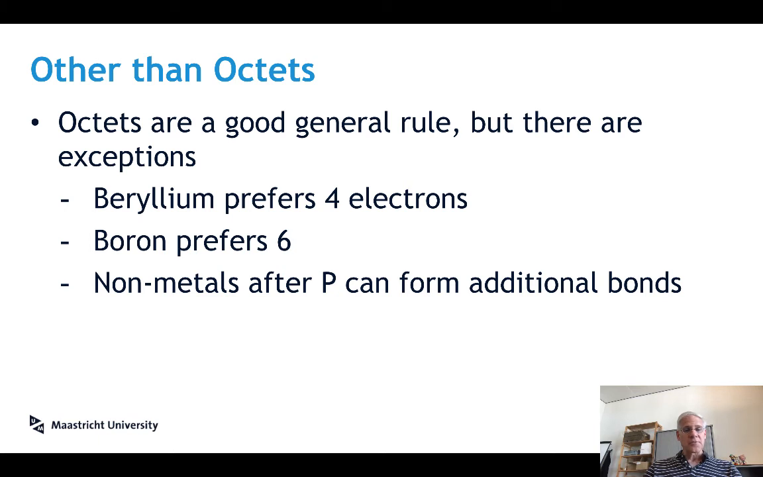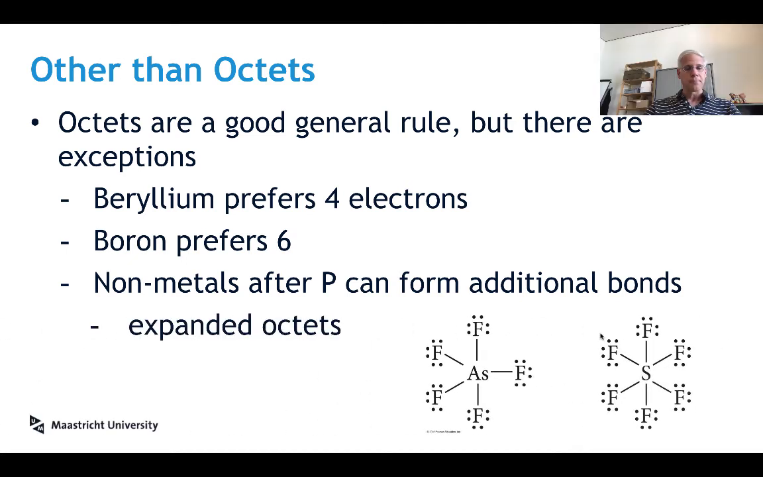Once you get to phosphorus, and I should say including phosphorus on here, so nonmetals after phosphorus, can form additional bonds. So they can form more than 4 bonds, or they can have more than 4 pairs of electrons attached to them. And so we call these expanded or extended octets. That's the same thing.